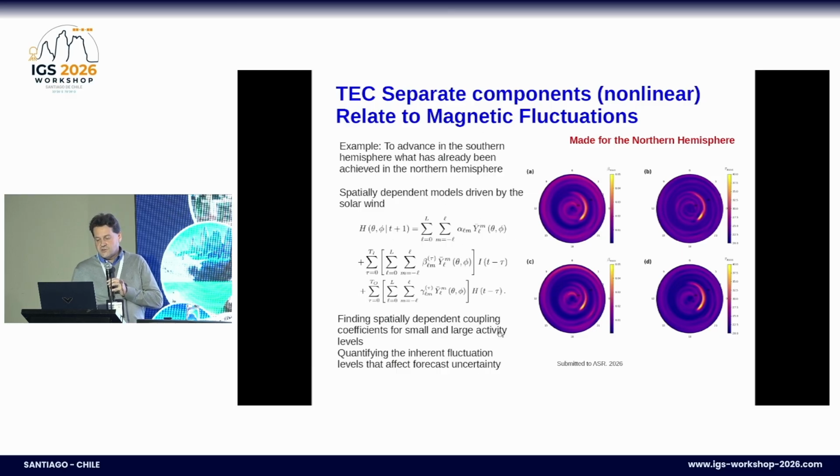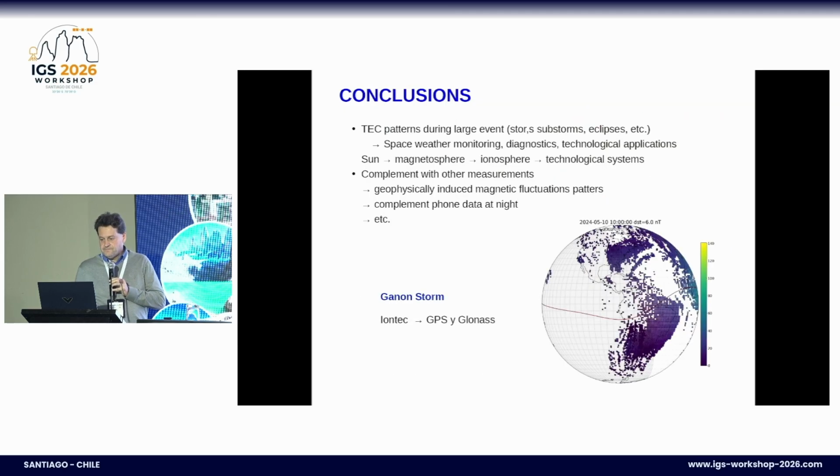This is something we just submitted, where you can do magnetospheric magnetic field fluctuation response, the spatial patterns in the northern hemisphere where there's a lot of magnetometers. Sadly, in the southern hemisphere, there's almost none, but we're working on changing that.